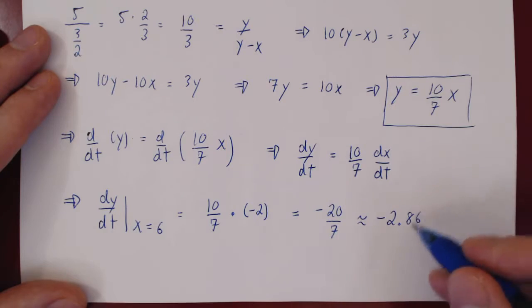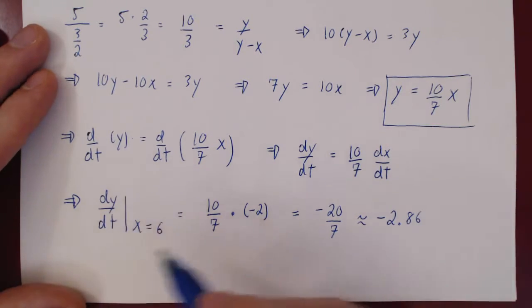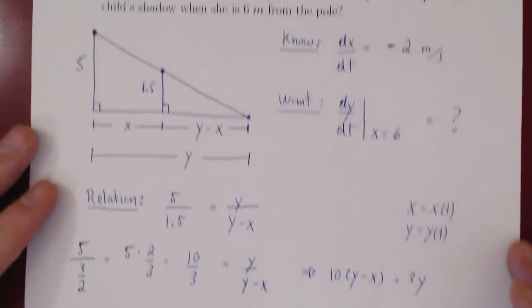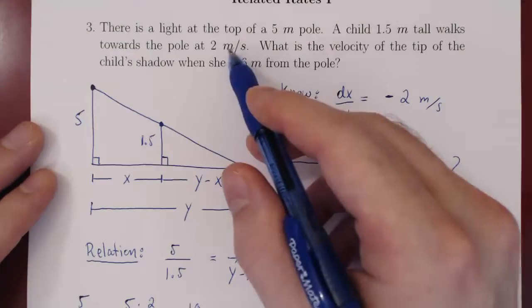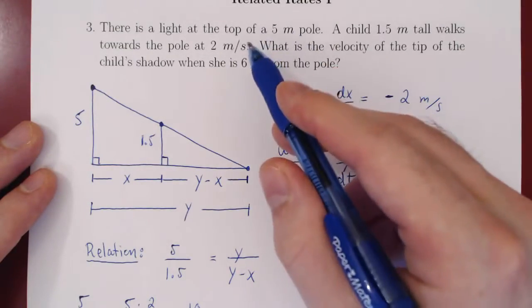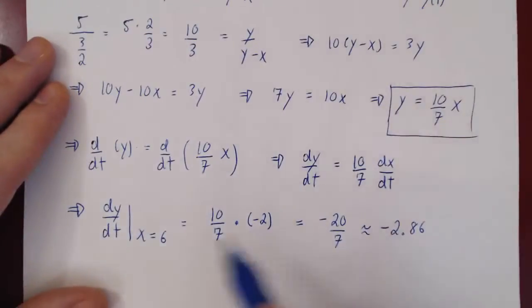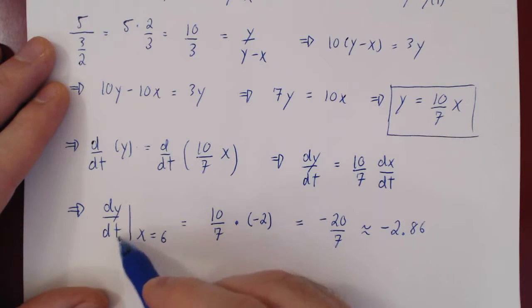And now we can include units. Y was the length of a segment. Length is given in meters, time in seconds. So in the end, we have meters per second.